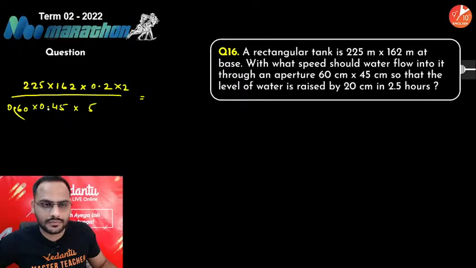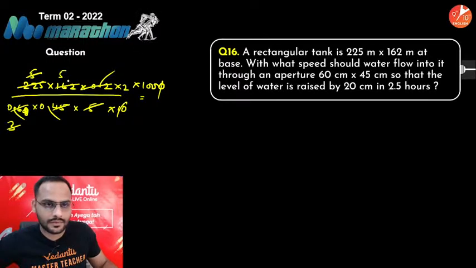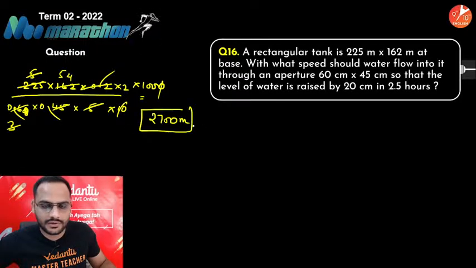1 2, ये तो छोड़ दो यार 6 को, तो this will be into 1000 करेंगे, so 45 will cancel this 5 times, 5 to 5 got cancelled, times 27. Again I am getting 2700 meters per hour. I am getting this much.